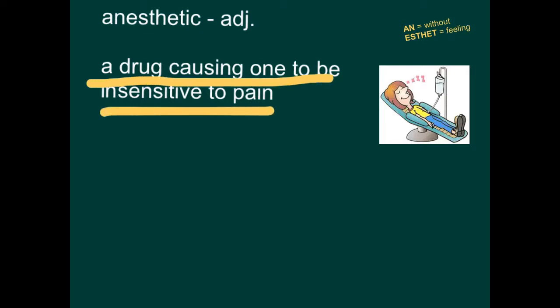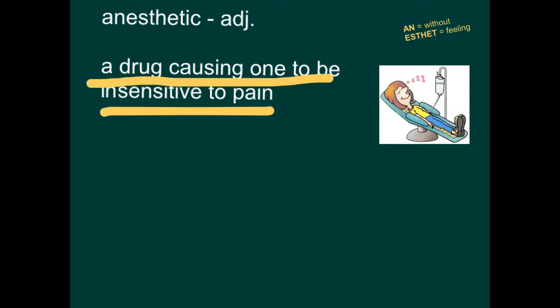Now I want you to look at something here. It says a drug causing one to be insensitive to pain. That sounds a lot like a noun to me. So I want you to keep in mind that while this does say adjective, the word anesthetic can be used as a noun or an adjective. You could say an anesthetic drug or an anesthetic medication, but it can also be used as a noun. It has two jobs. You might add that in your little book, please.